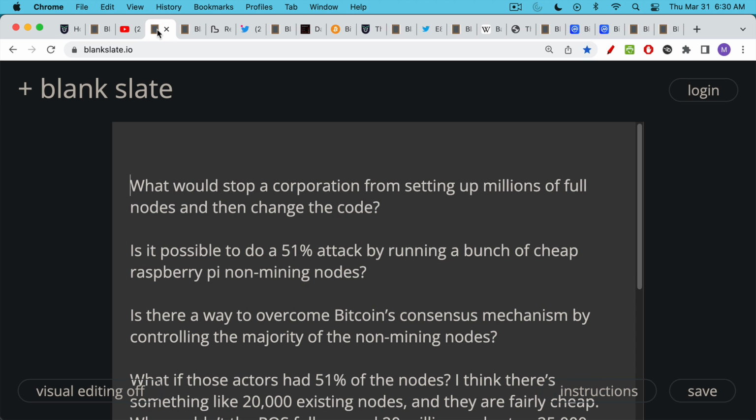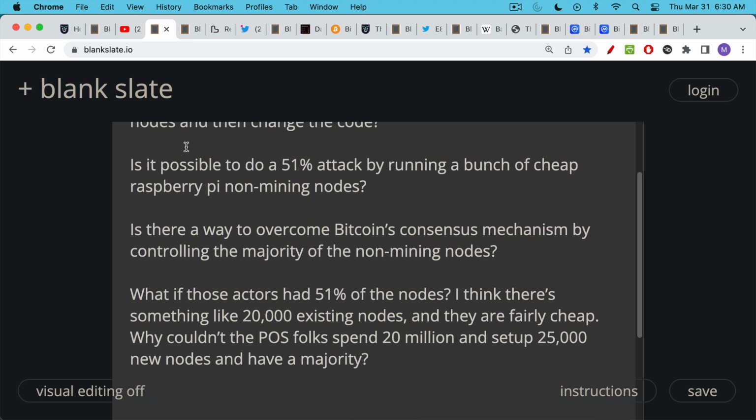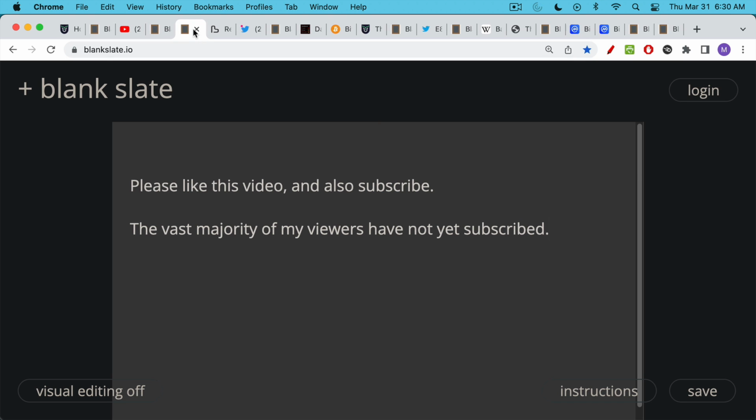And these are the various comments that had the question. What would stop a hostile corporation from setting up millions of full nodes and then changing the Bitcoin code? Is it possible to do a 51% attack by running a bunch of cheap Raspberry Pi non-mining nodes? Is there a way to overcome Bitcoin's consensus mechanism by controlling the majority of the non-mining nodes? And then the last question, I think, also says it quite well. What if those actors had 51% of the nodes? I think there's something like 20,000 existing nodes and they're fairly cheap. Couldn't the proof of stake folks spend $20 million, set up $25,000 new nodes, and have a majority? So this is a great question that I'm going to answer in this video.